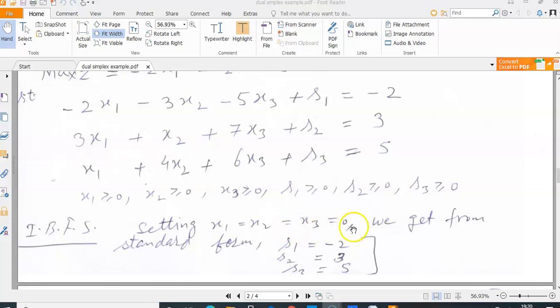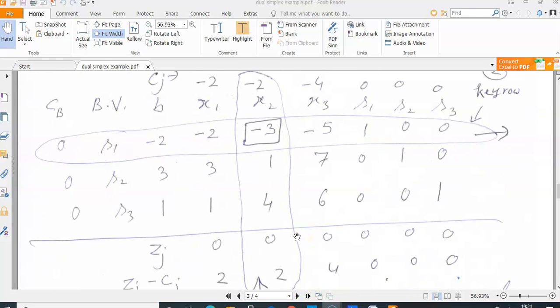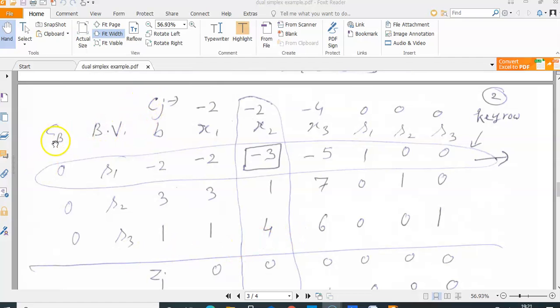Setting x1, x2, x3 equal to 0, we get from the standard form s1 equal to minus 2, s2 equal to 3, s3 equal to 5. This is my initial basic solution. After that we construct a table as usual: CB, basic variables, value of basic variable, x1, x2, x3, s1, s2, s3. The basic variables are the slack variables s1, s2, s3. Their coefficients are 0 in the objective function. Their values are minus 2, 3, 5. All these values, as usual, we find from the standard form.